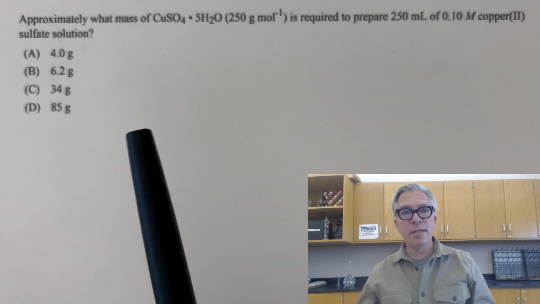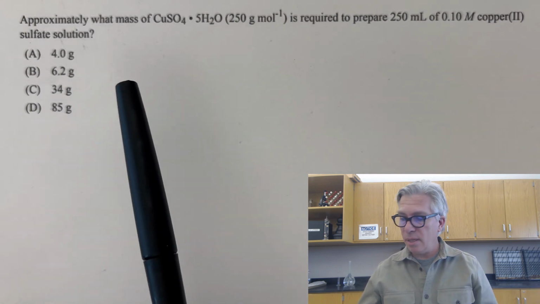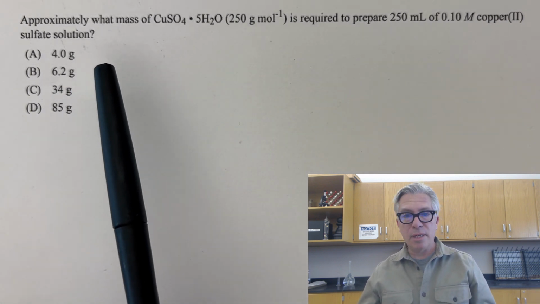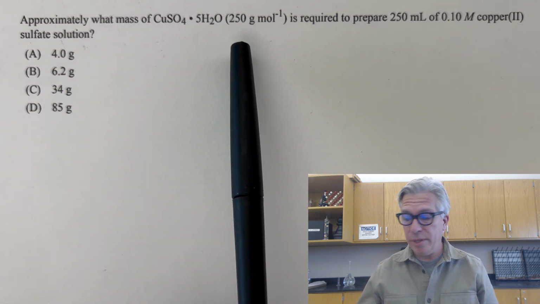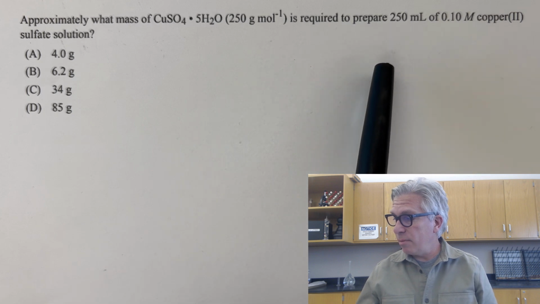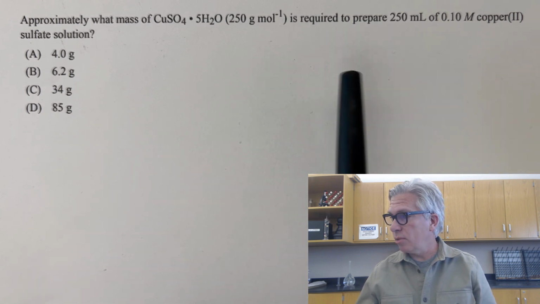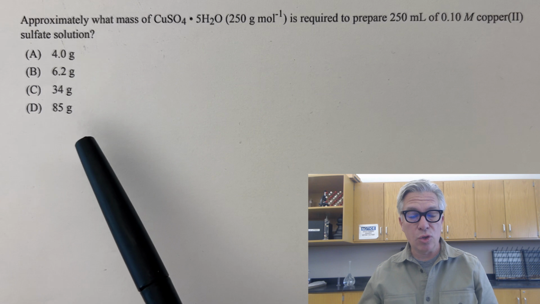Our first question is a fairly typical type of question. It asks approximately what mass of copper sulfate hydrate, 250 grams per mole, that's rounded, is required to prepare 250 milliliters of a 0.1 molar copper 2 sulfate solution, and then they give you four choices.